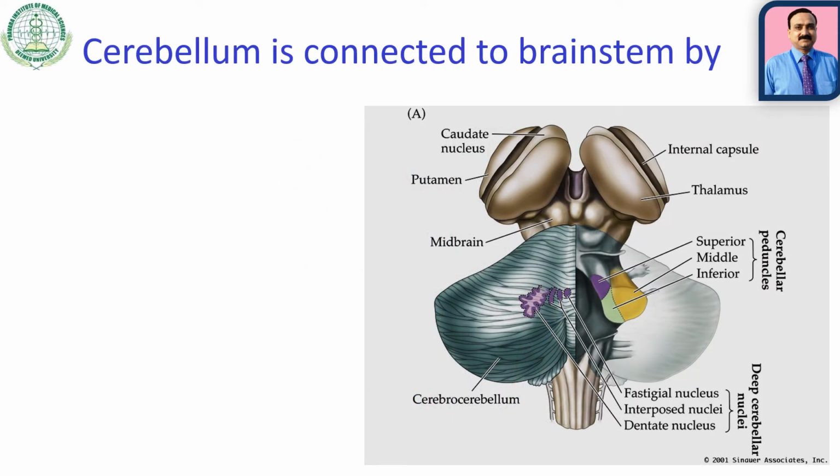Now we will see how it is connected to the brainstem. So if you see in this diagram, this is a picture of a cerebellum which we are seeing from behind, but through this cerebellum we can see the different parts of the pons, medulla and also part of the midbrain.